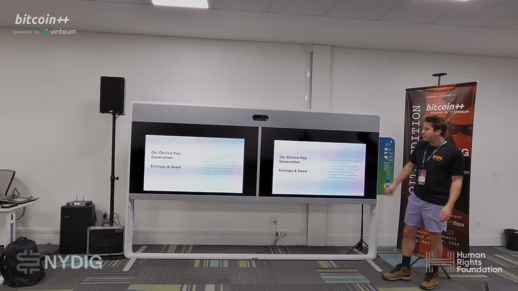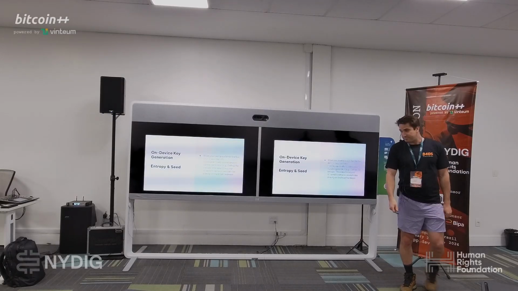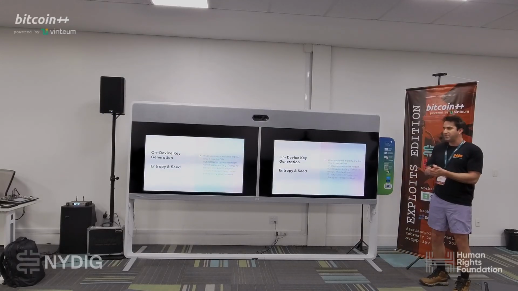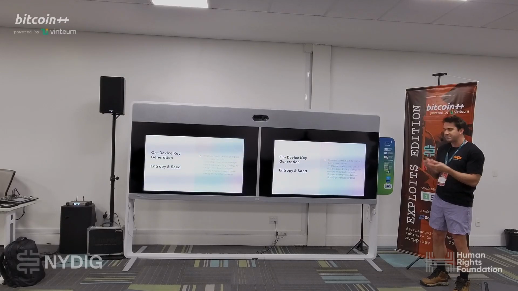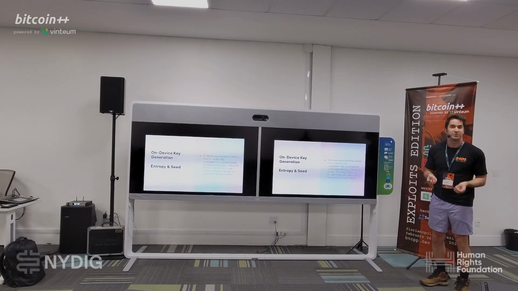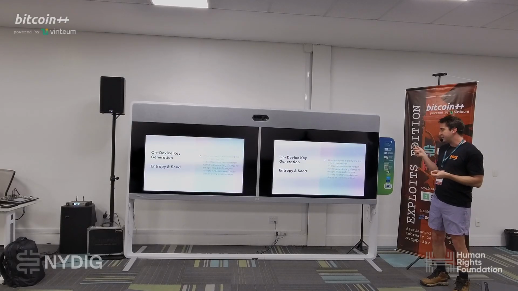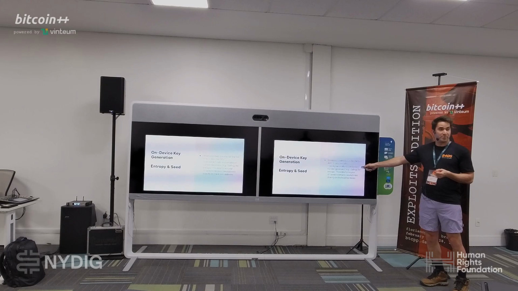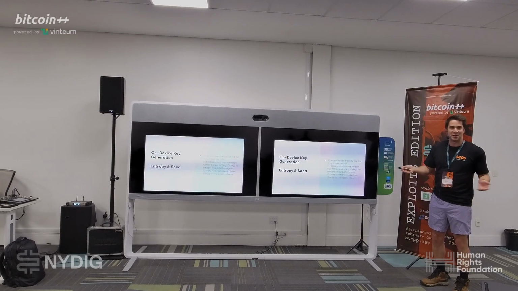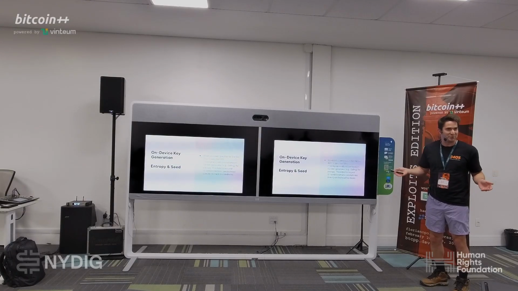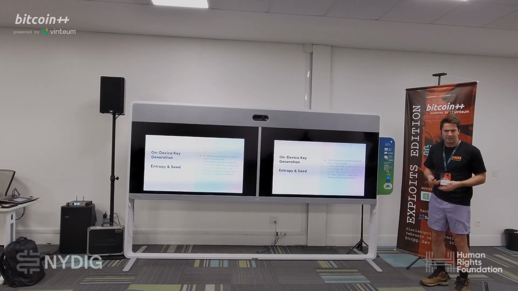So the first thing we'll talk about is on-device key generation. Obviously in the app you have your seed. You back up your seed, and how does it get generated in the first place? This is something that you are trusting the operating system to do. The operating system provides a random number generator, and I think these days there are not many vulnerabilities in the random number generators at the operating system level.